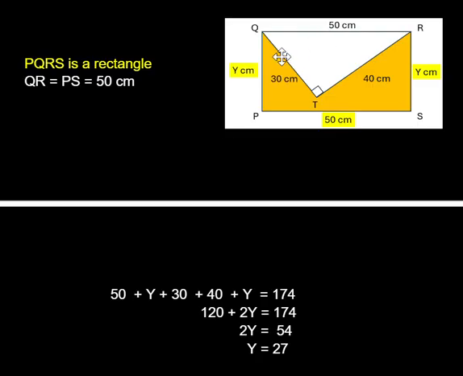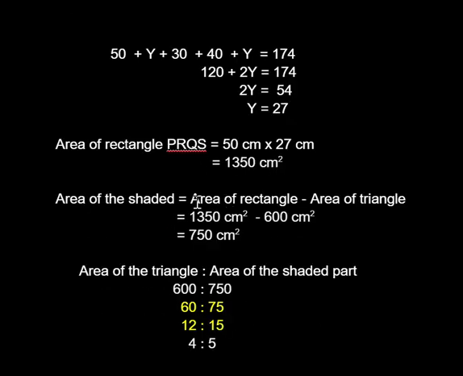Once we know the length and the breadth, we can find the area. The area of the rectangle is 50 times 27, which is 1350 centimeters square. The shaded area is nothing but the area of the rectangle minus the area of the triangle. So it's 1350 minus 600, which is 750.